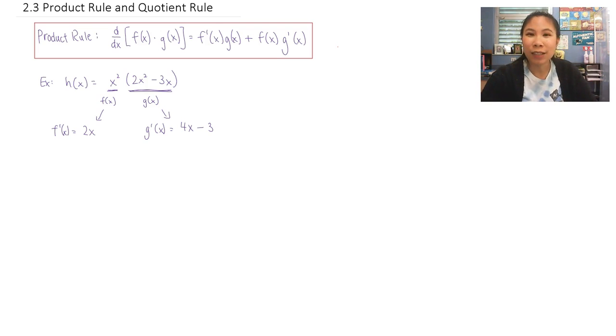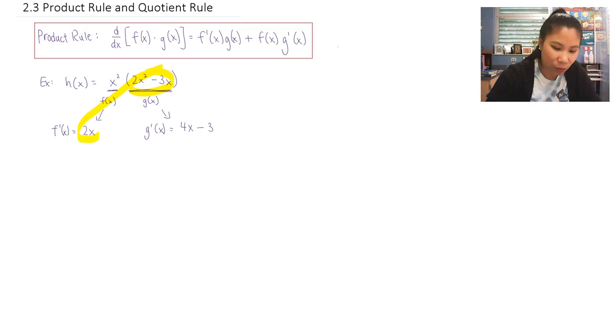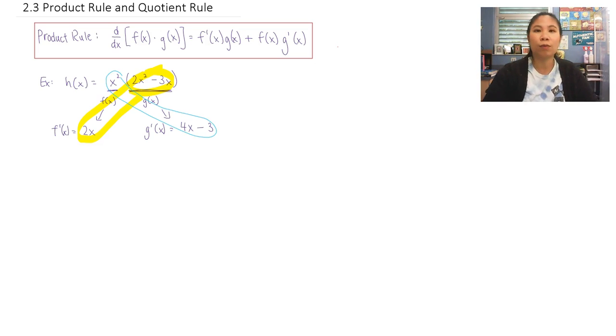I think of this as cross-multiplying. I'm going to take the original, 2x squared minus 3x, and multiply it with the 2x. Then I'm going to take the x squared and multiply that with the derivative, 4x minus 3. And then they get added together. That's the product rule. I make the cross because when you multiply, it's like an x. That's how I remember it.